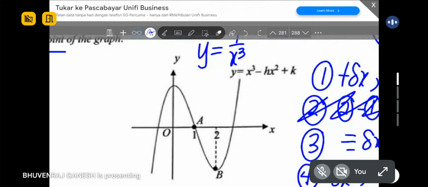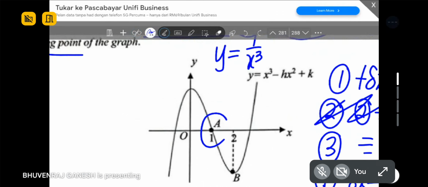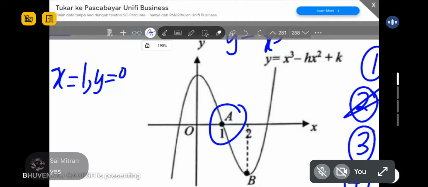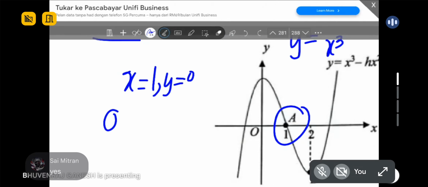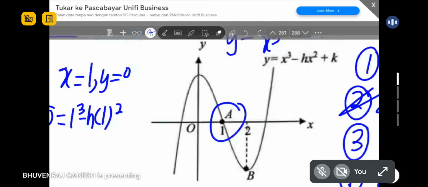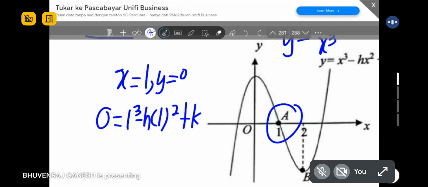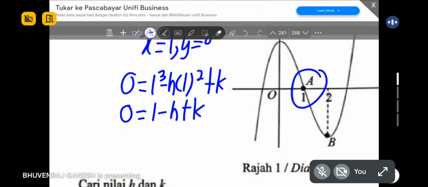So, very simple. You can substitute, right, guys? x equal to 1, y equal 0. Am I right? Because this point is on the curve, correct? Point A is on the curve. So, 0 equal to 1 cube minus h times 1 square plus k. So 0 equal to 1 minus h plus k. So this is your first equation, guys. First equation. h minus 1. First equation.